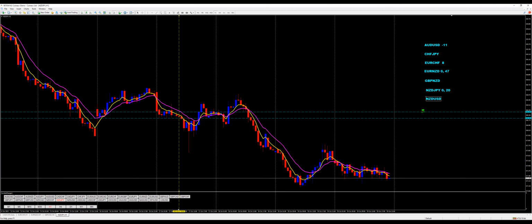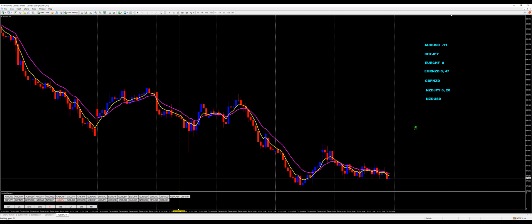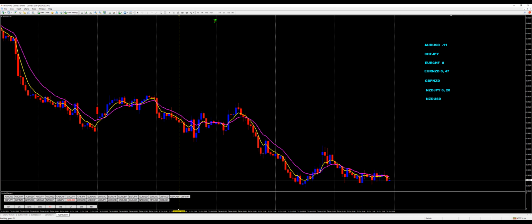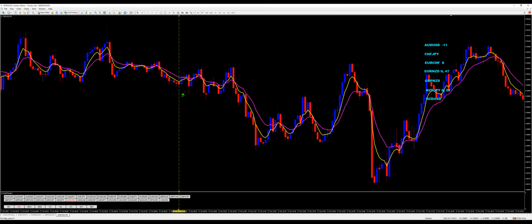Why is this being stubborn? Okay. So that's better to look at is the NZD dollar on the H1. It's also short, which is good. 5 minute. And we need a fresh cross, which happens here.